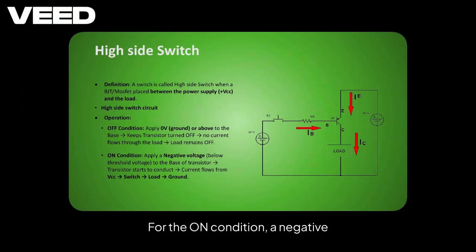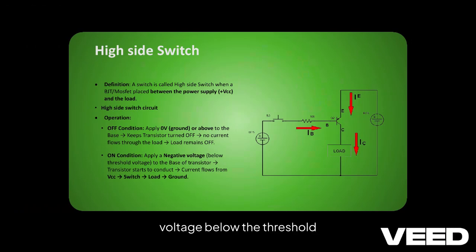For the on condition, a negative voltage below the threshold is applied to the base. This causes the transistor to conduct, allowing current to flow from VCC through the switch to the load and then to ground, activating the load.